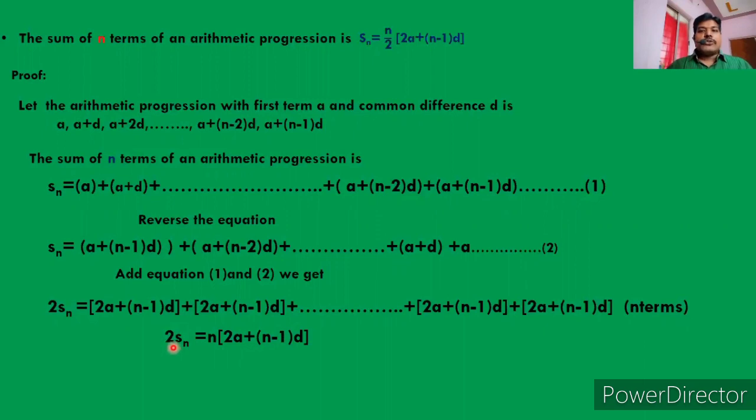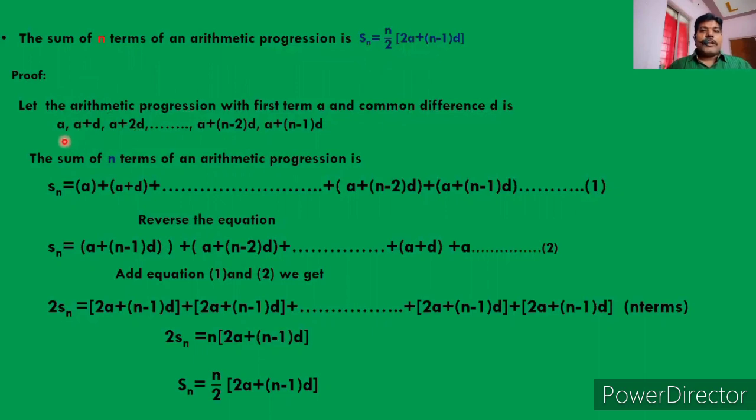So take the 2 to the denominator of the RHS, then Sn will become n by 2 into (2a plus (n minus 1) into d). That is nothing but the sum of n terms of an arithmetic progression. See that once again, students. Sum of n terms of an arithmetic progression, Sn is equal to n by 2 into (2a plus (n minus 1) into d). Let the arithmetic progression have first term a and common difference d.